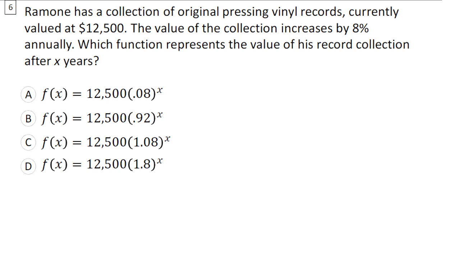All right, Ramon's record collection is another example of our future value equation. This one does deal with money, but it's not compound interest. So again, we don't have the n's, r over n and the nt. That's only for compound interest. It's a very specific version of this, a little bit more general equation.